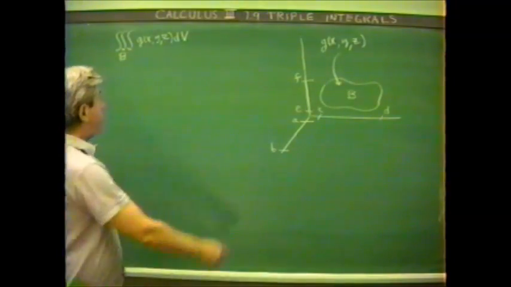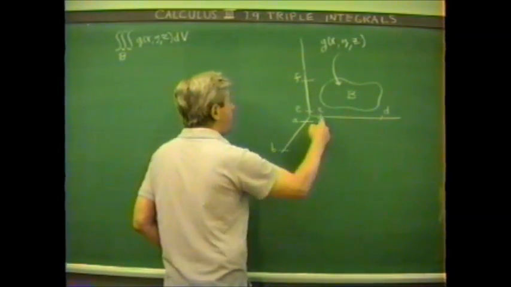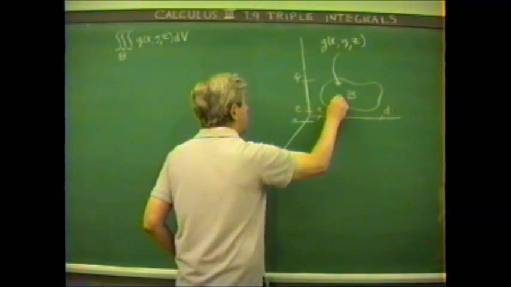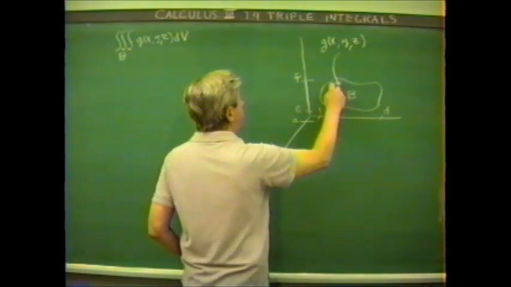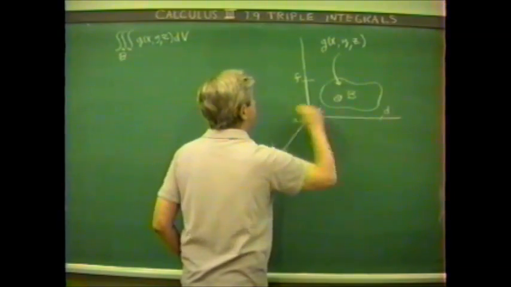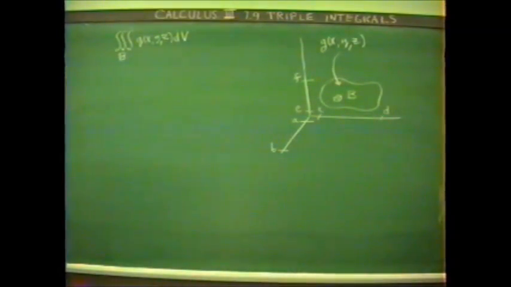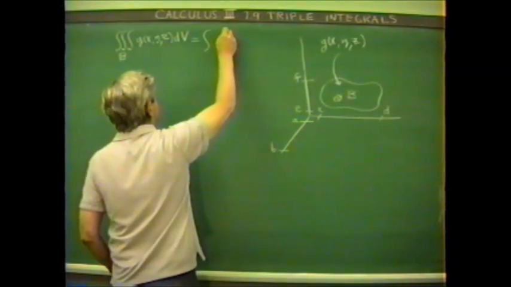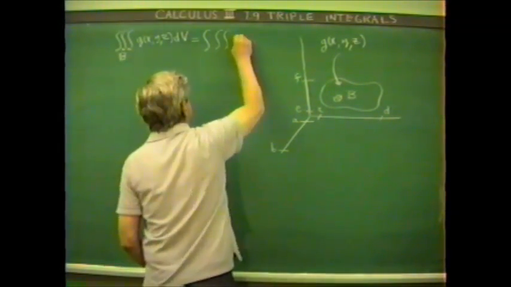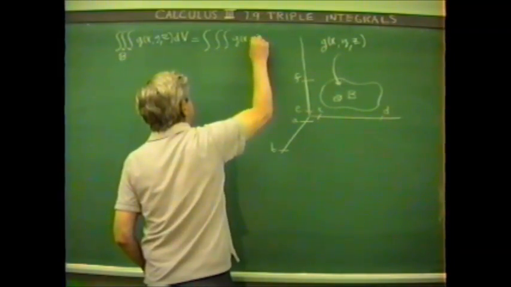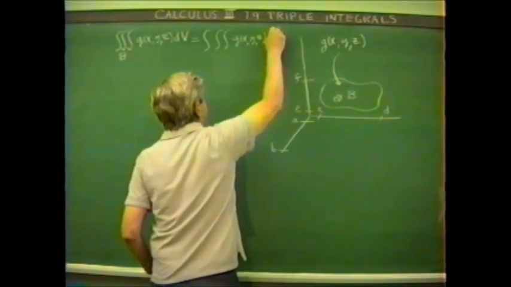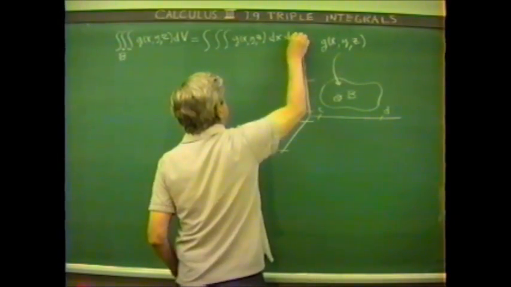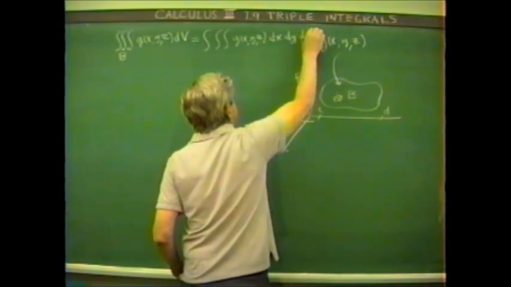And this is gotten by means of partitioning up a, b, c, d, and e, f, looking at little cubes in here. Taking the value of the function at a point in the cube times the volume of the cube, adding this up and taking the limit. But what you do in general here is you evaluate this as a triple integral where you integrate g of x, y, and z first in the x direction, then in the y direction, and then the third direction, the z direction.